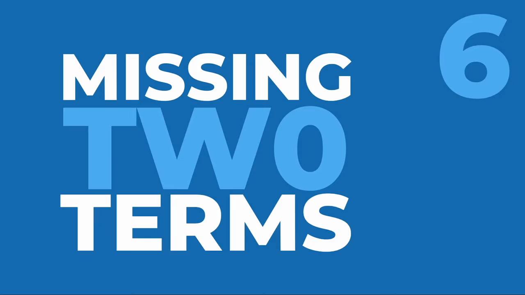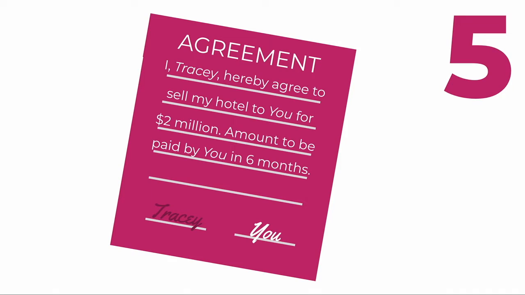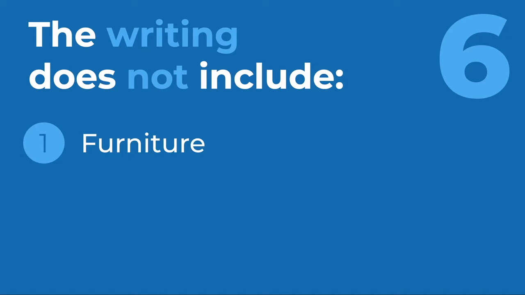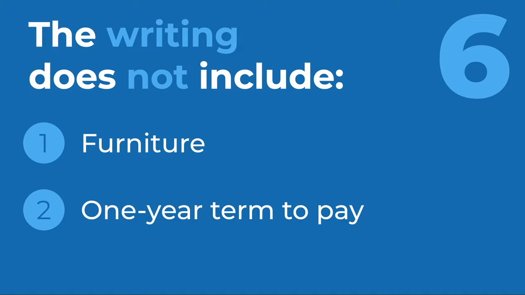That the writing, if we look at that, we can say, well, it's missing the 2-year term, right? It says 6 months, right? Or it's missing 2 terms, not 2-year term. It's missing what? The furniture. It says nothing about the furniture in the hotel being sold with it. But what we orally agreed to mentioned the furniture, and we orally agreed to a 1-year term, not 6 months.